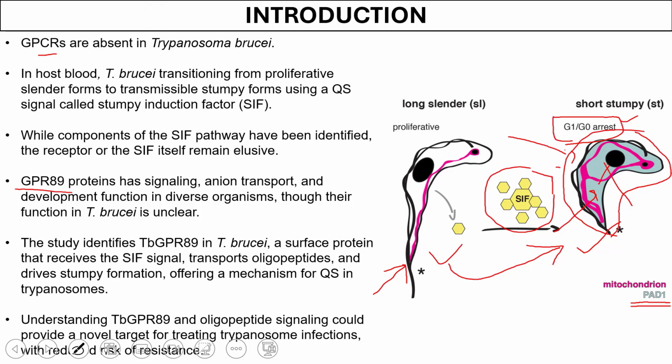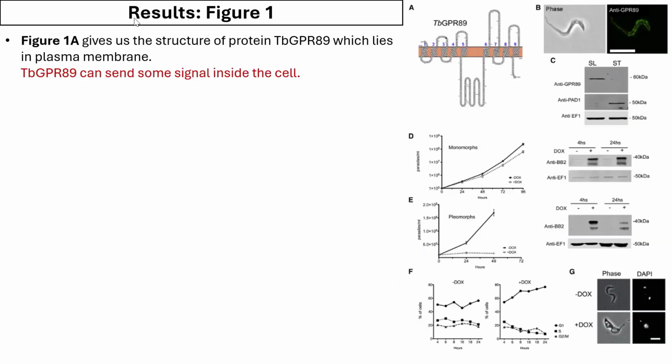So what was novel or new in this study was the researchers were able to understand the function of GPR89 and how it is involved in oligopeptide signaling, and they have mentioned that if we can target this protein, we should be able to deal with the parasite, because ultimately therapeutically we want to kill the parasites because they are causing disease in human beings.